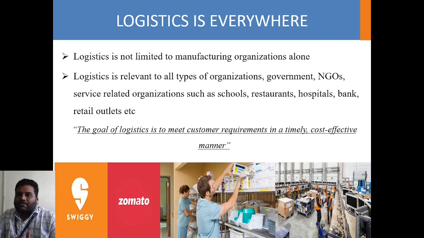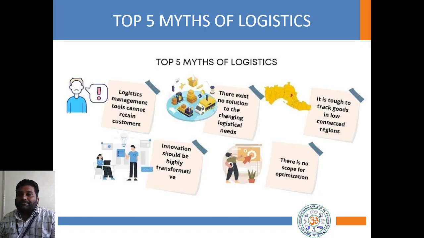As we discussed, with Swiggy and Zomato, when we order, they deliver on time. Right now they are also giving you an option to see when it is going to be delivered, at what time. That is called a real-time application. So logistics is applicable to all types of people. Before going further into logistics, we need to know the five myths of logistics that everyone talks about.